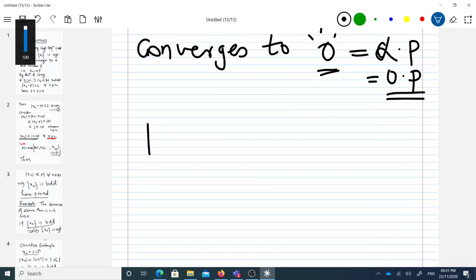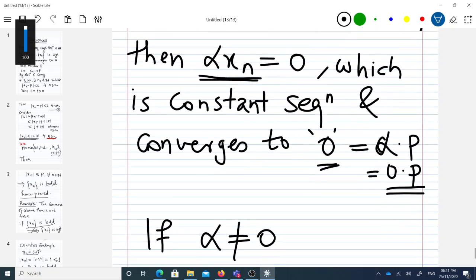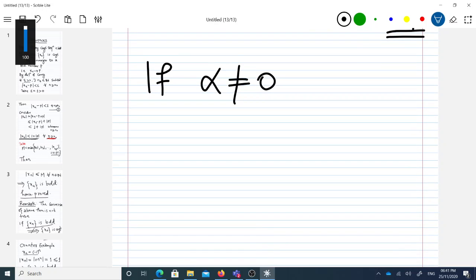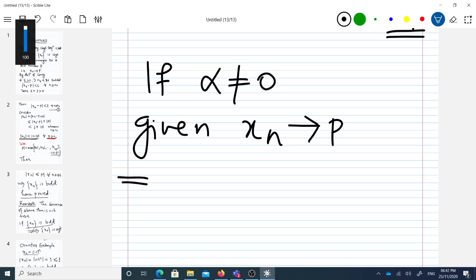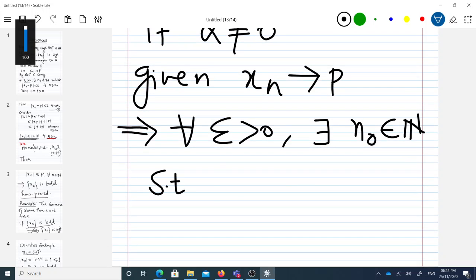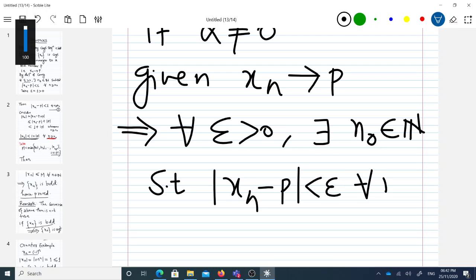Now we have to consider alpha not equal to 0. If alpha is not equal to 0, will the theorem hold? That is what we have to show. It is given that xn converges to p. That would imply for all epsilon greater than 0, there exists n naught belonging to natural numbers such that mod xn minus p is less than epsilon for all n greater than or equal to n naught. Let me call this 1.